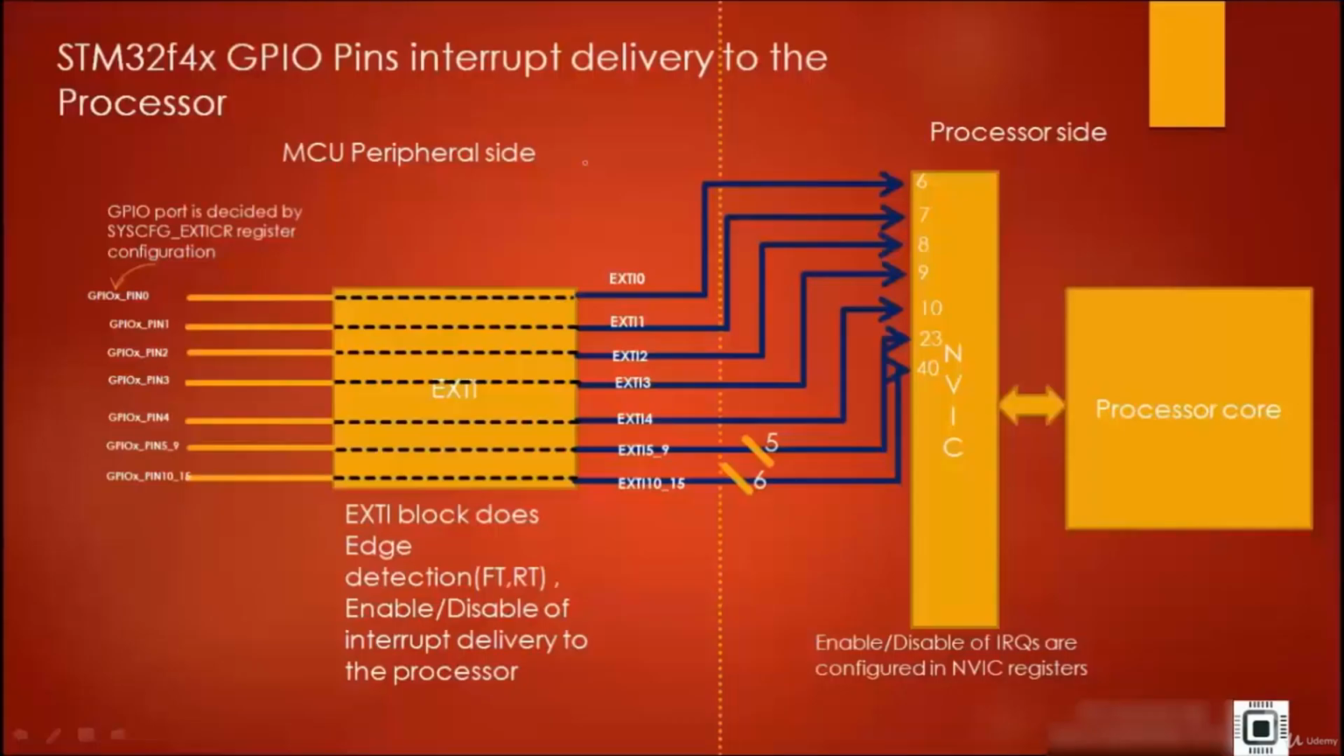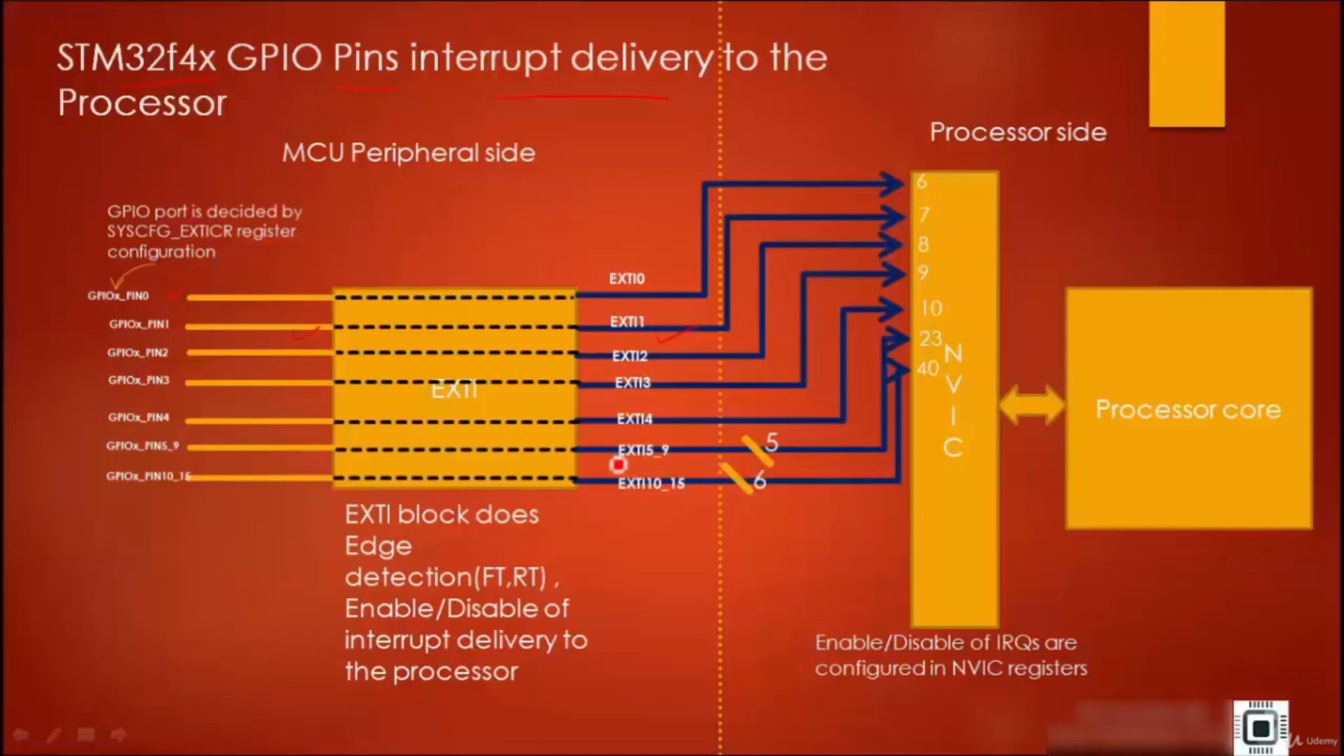And in an earlier part of the course, we discussed the interrupt design, the EXTI registers, and various other things, right? I want to give you a quick overview of the things we discussed earlier. So remember, this is the STM32F4x GPIO pins interrupt delivery to the processor. GPIO pin 0 delivers its interrupt on the EXTI 0 line. Pin 1 delivers its interrupt on the EXTI 1 line, right?